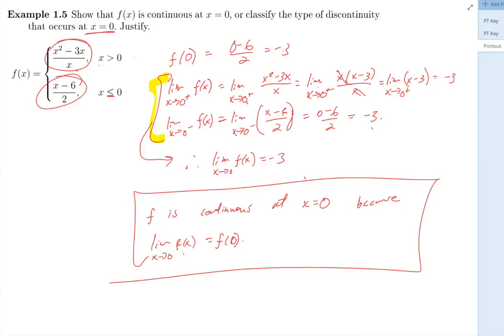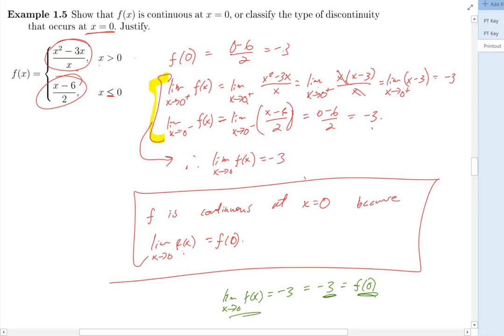Some teachers show their work like this. They say limit as x goes to 0 of f of x equals -3, and that equals -3, which is also f of 0. And they find this, and they do the computation here, and they find this, and they do these long comparisons. I like to keep my computations separate. I like to do them up here instead of while I'm justifying. So I like to compute, then justify.